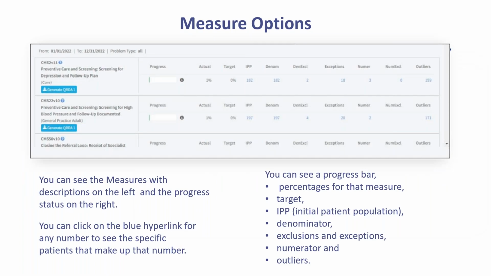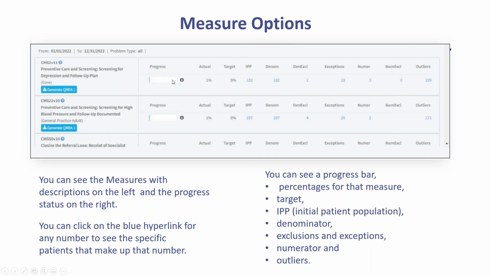Okay, so on the measure options section of that quality measure report, on the left side, you can see the actual measures and the details of those measures. On the right side, you're going to see the status of each one of those measures. Now, each one of these, if you notice there's blue hyperlinks across here, each one of these blue hyperlinks, if you click on it, it will tell you the specific patients that make up that number.